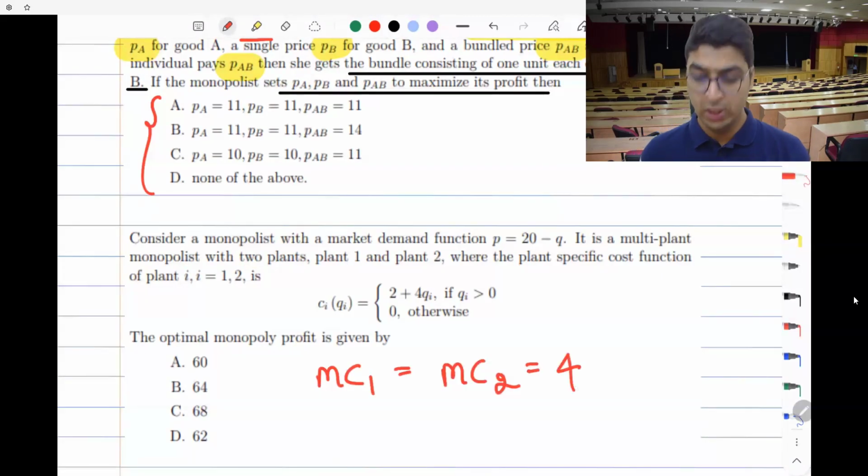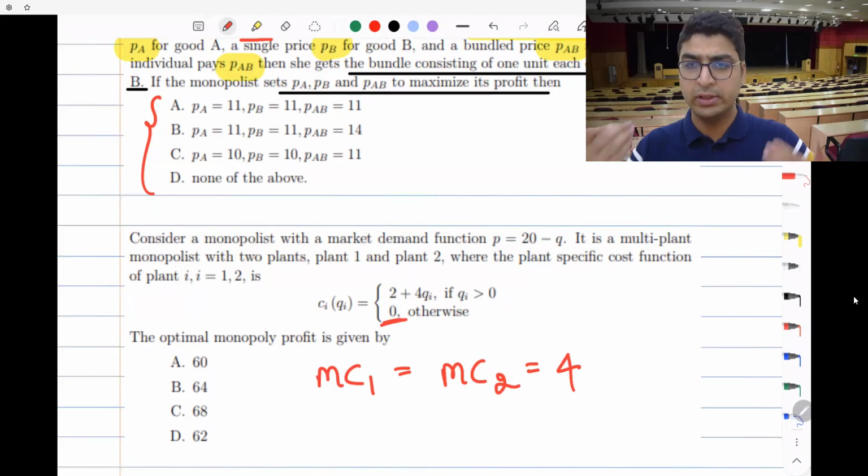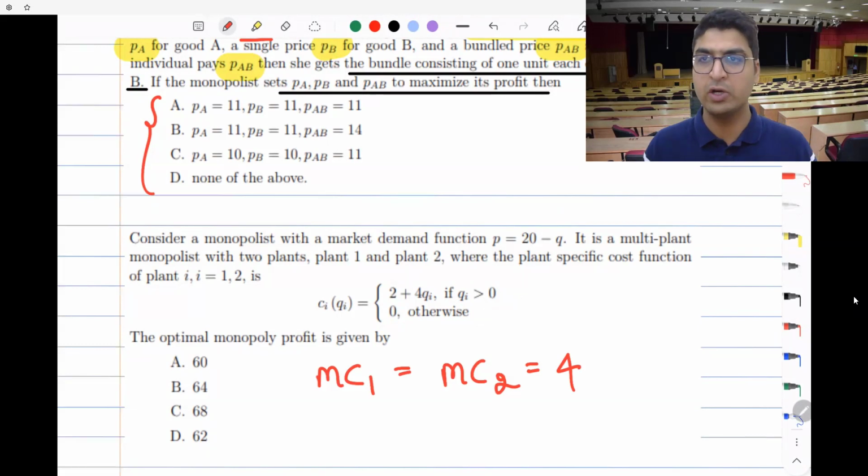4. Okay. Notice that when you start production, only then you'll have to incur this fixed cost, otherwise the cost is zero. So since the cost of producing every unit in both plants is 4, there is no point in optimizing by producing some units here and some there, because there is a fixed cost involved. So obviously the firm will use only one plant to at least save this cost of two.